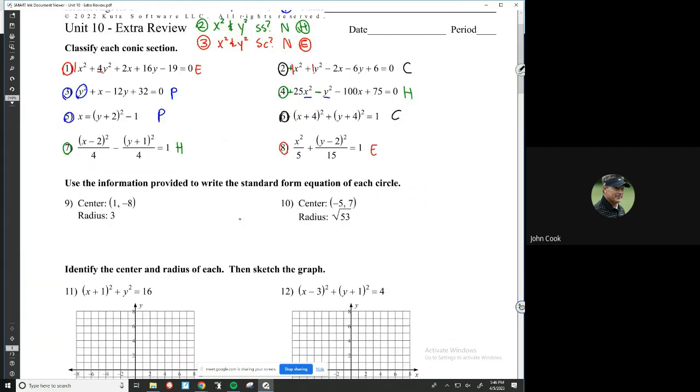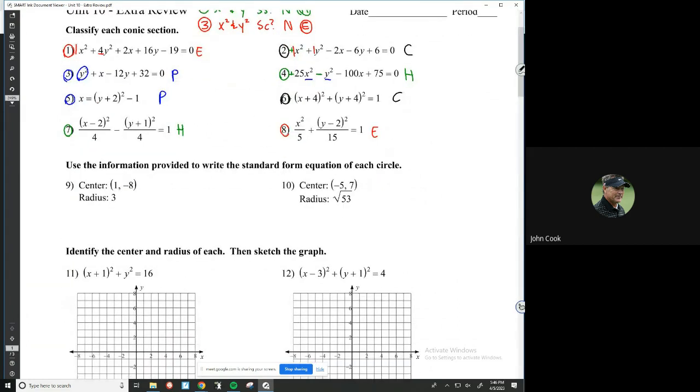Next up, use the information provided to write the standard form equation for each circle. All right, so a circle looks like this. The standard form is (x minus h) squared plus (y minus k) squared equals the radius squared. So just fill in the blanks. That's h and k for each of these, and then that's r.